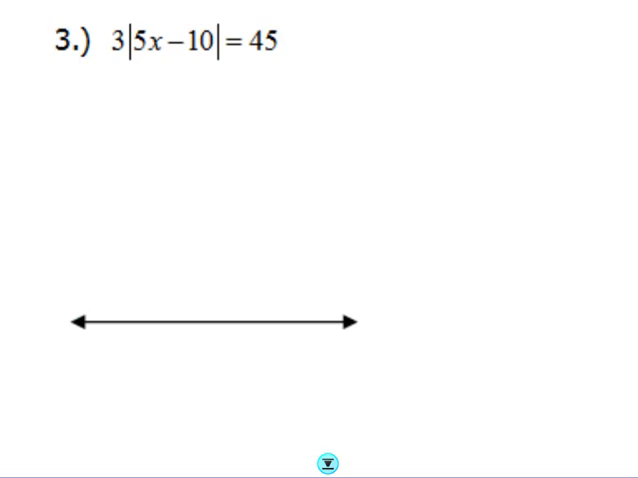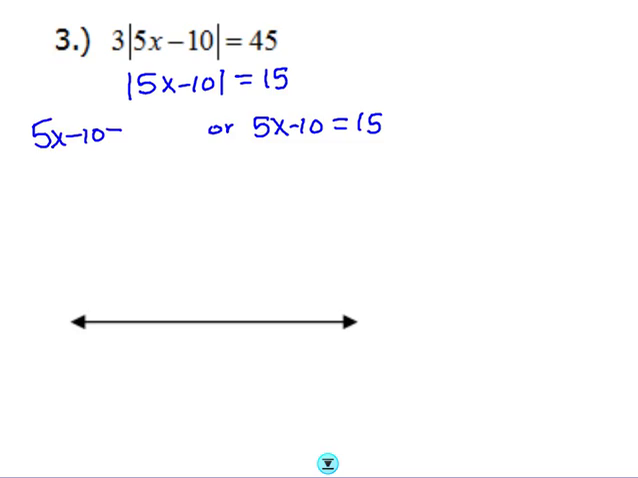Alright, example 3. Isolate, step 1. So that means before we break it into two equations, we need to divide both sides by 3. So if I divide both sides by 3, I get the absolute value of 5x minus 10. 45 divided by 3 is 15. Alright, step 2. Break it into two equations. Once you get the absolute value isolated, I've got 5x minus 10 equals 15, or 5x minus 10 equals negative 15.